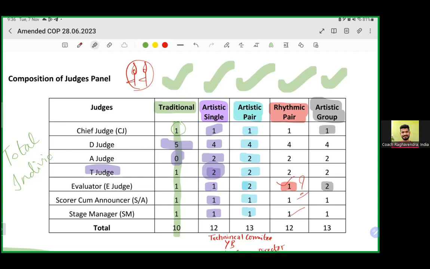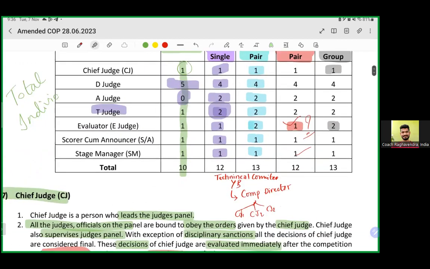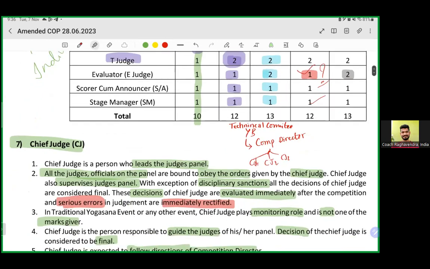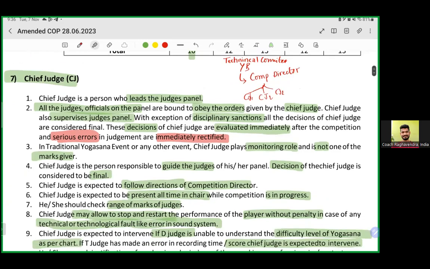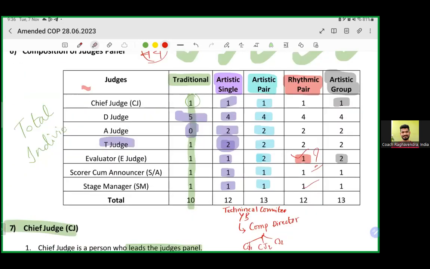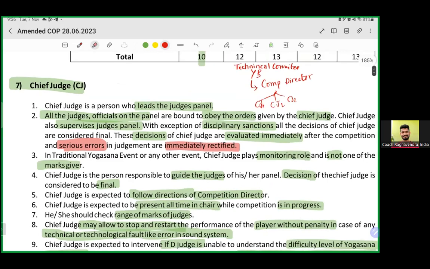Now let's try to understand the roles and responsibilities of these judges in brief. Okay, so the first one is chief judge. Let's go with the chief judge. Chief judge is the person who leads the panel. So this particular panel is led by the chief judge.